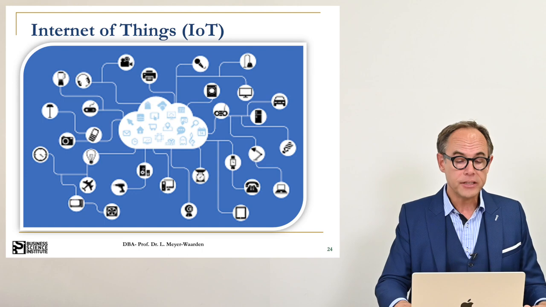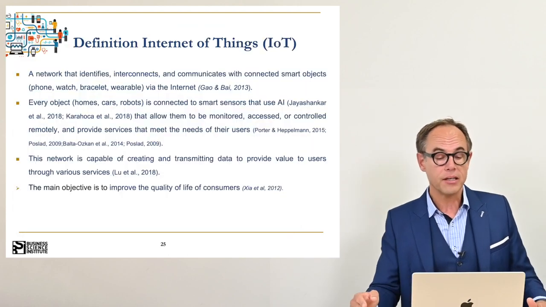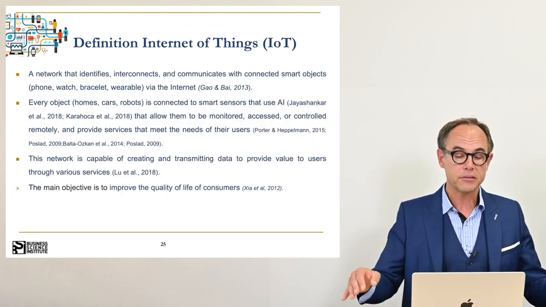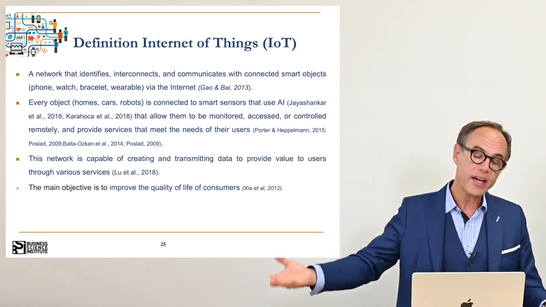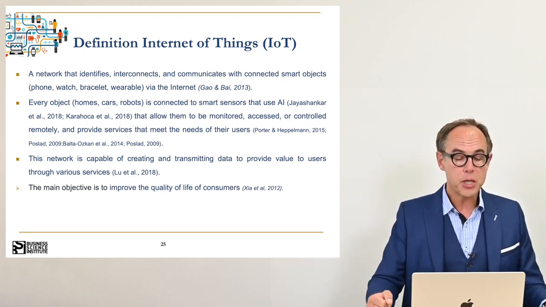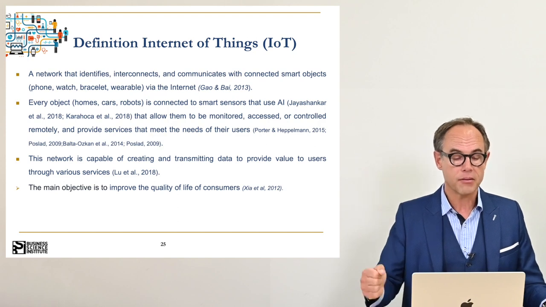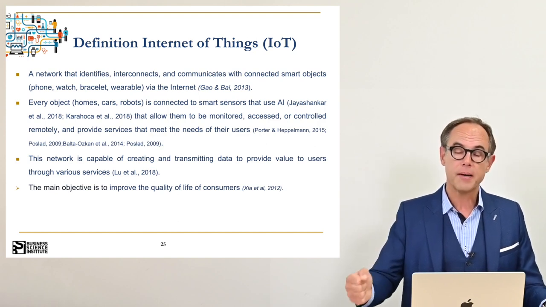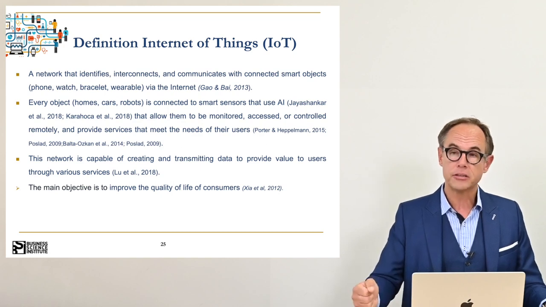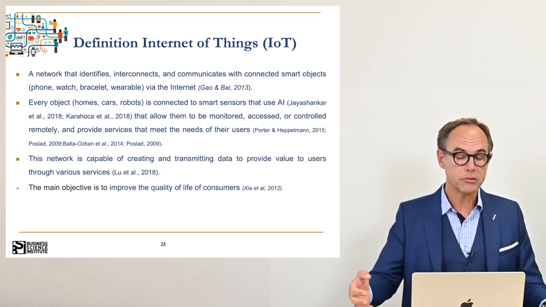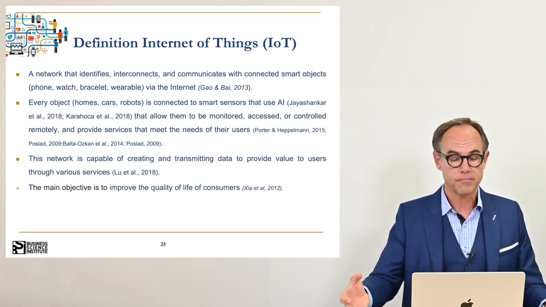Let's have a look at IoT, the Internet of Things. IoT is a network that identifies, interconnects, and communicates with connected smart objects, for example phones, watches, bracelets, wearables, and they connect via the internet. Every object, so smart homes, smart cars, smart robots, are connected to smart sensors that use AI, which allow them to be monitored, accessed or controlled remotely, and provide services that meet the needs of the users.